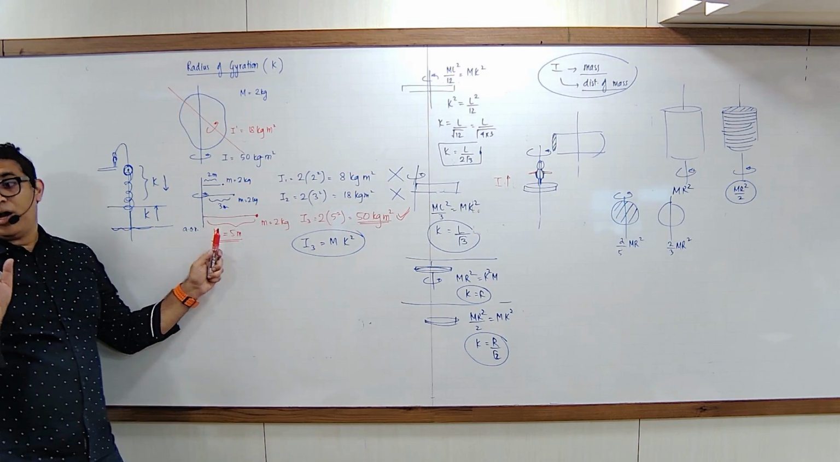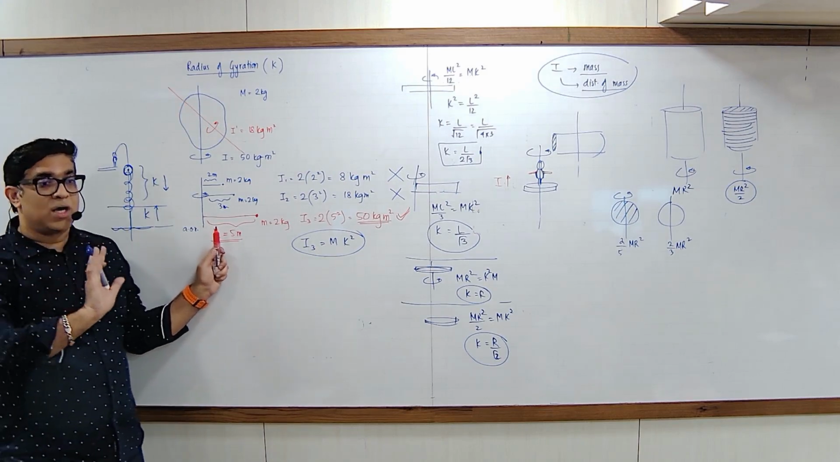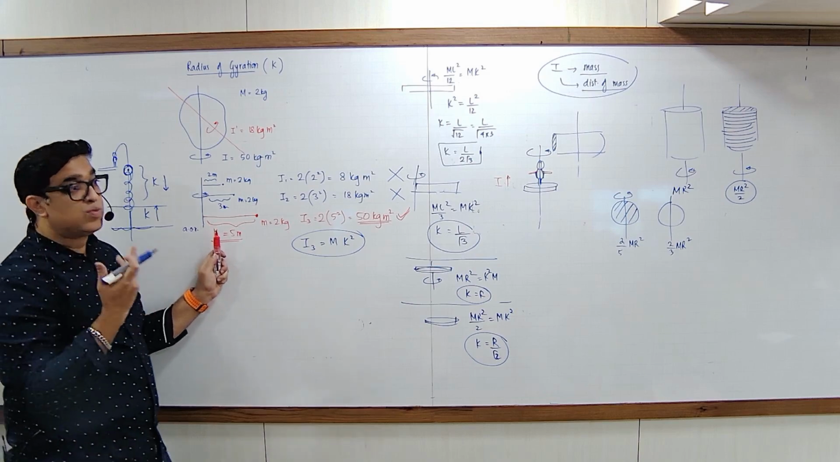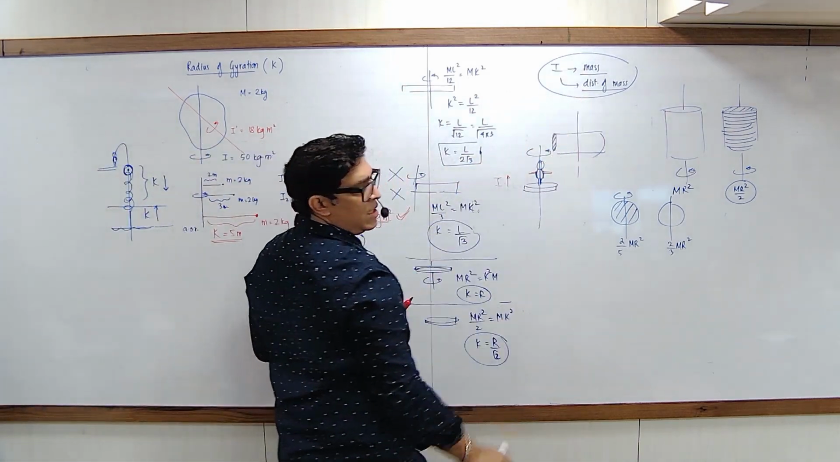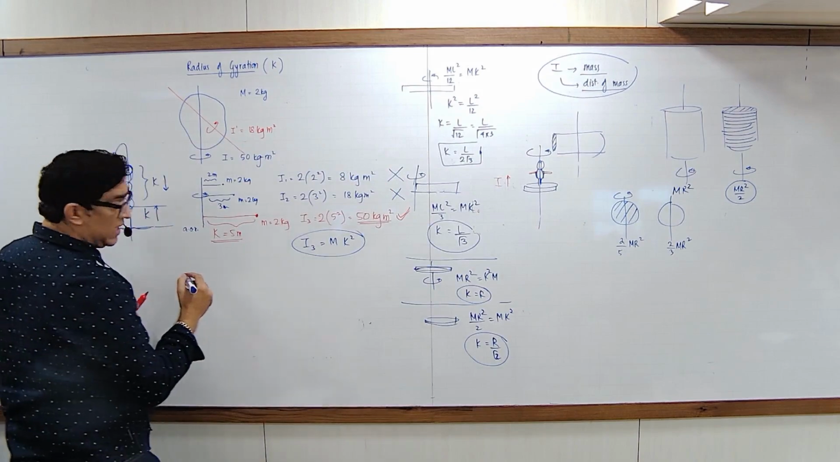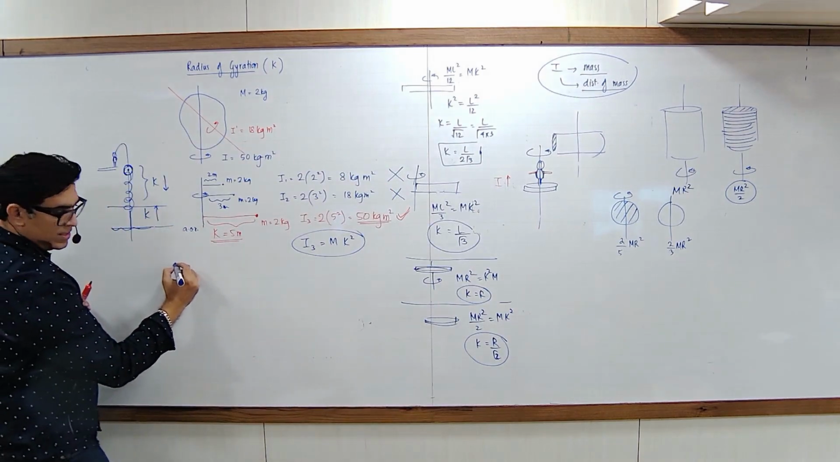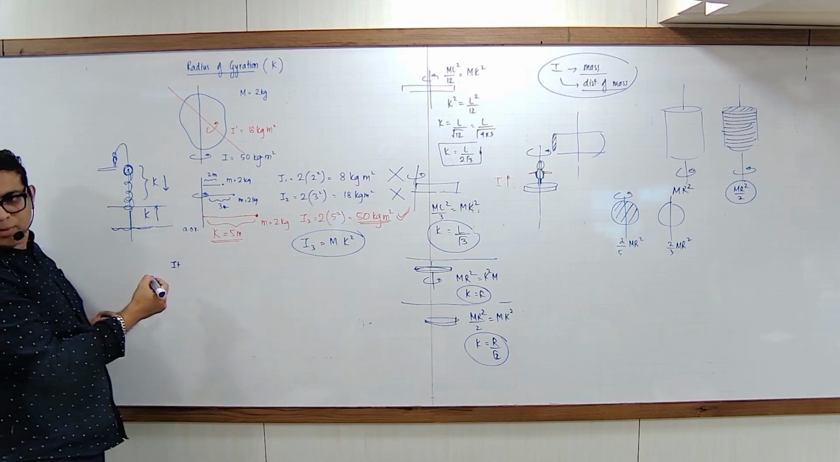It is first of all a distance. Remember, it's not moment of inertia. It's a distance. What does the distance specify? Distribution of mass. So you tell me the definition and I will write it down. What is radius of gyration? Say it properly and I will write it properly.